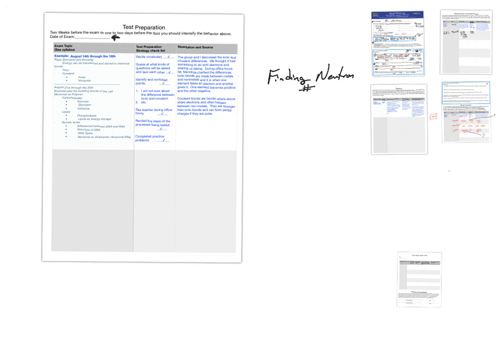Right? So the steps for finding neutron number. We know mass number equals proton number plus neutron number. So what you have to remember is that you have to remember this formula.